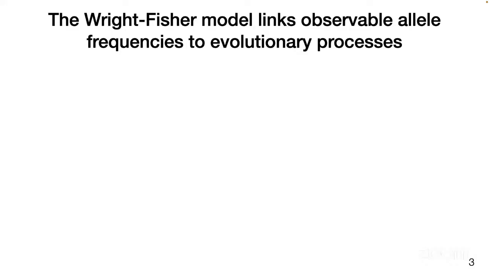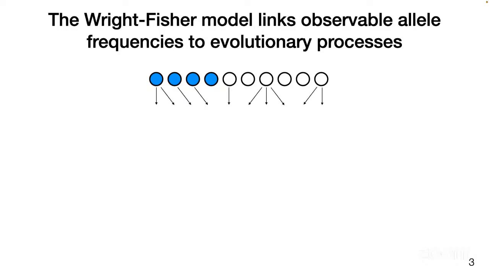The way this model works is very simple. You have a population of circles. These are each a haploid individual. And some of them have one allele, the blue allele, and others have the white allele. This is an evolutionary model, so we're going to evolve this population forward through time. The way we're going to do that is we're going to spawn a new generation. And you can think about each individual in the next generation as picking their parent uniformly at random.